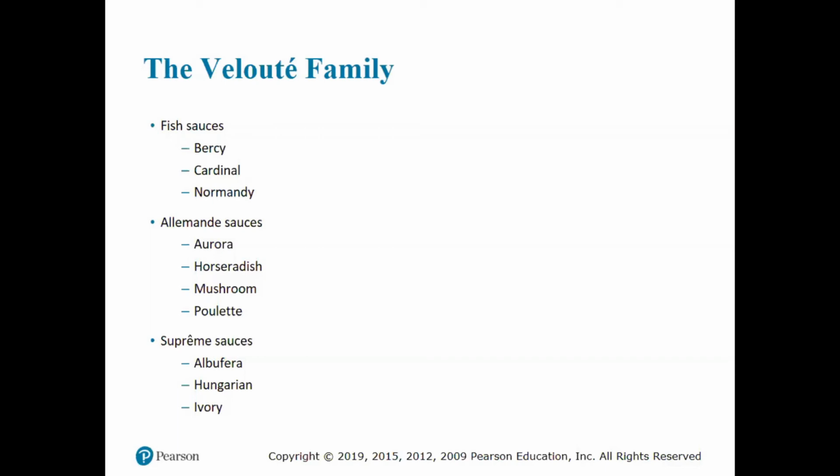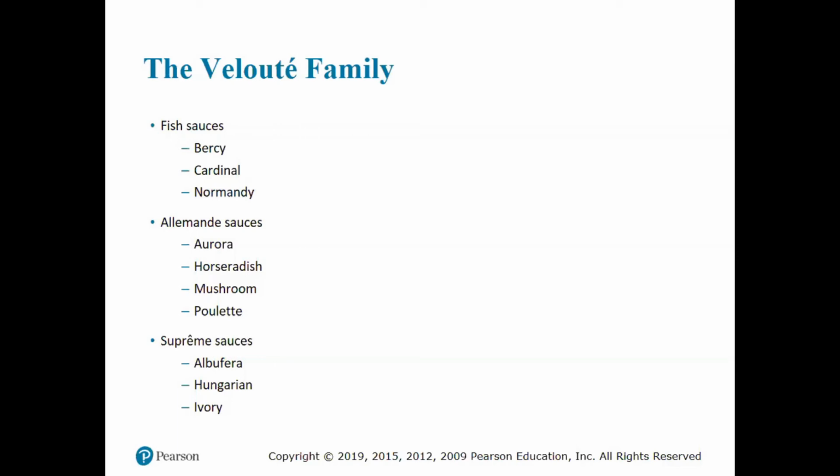The other side is the Supreme. With the Supreme, you take the veloute and simmer it with mushroom stems and trimmings to release that mushroom flavor. Then you finish it with some heavy cream, so it gives more of an earthiness to it. From there, some classic Supreme sauces are the Albufera, the Hungarian, and the Ivory.